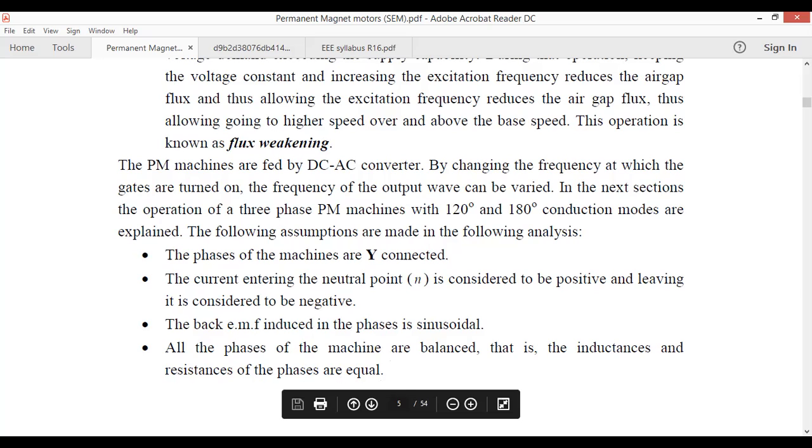These are some of the assumptions made for the 120 degrees mode of operation and also the 180 degrees mode of operation. In the next session, we will discuss the 120 degrees and also the 180 degrees mode of operation of the permanent magnet synchronous motors.